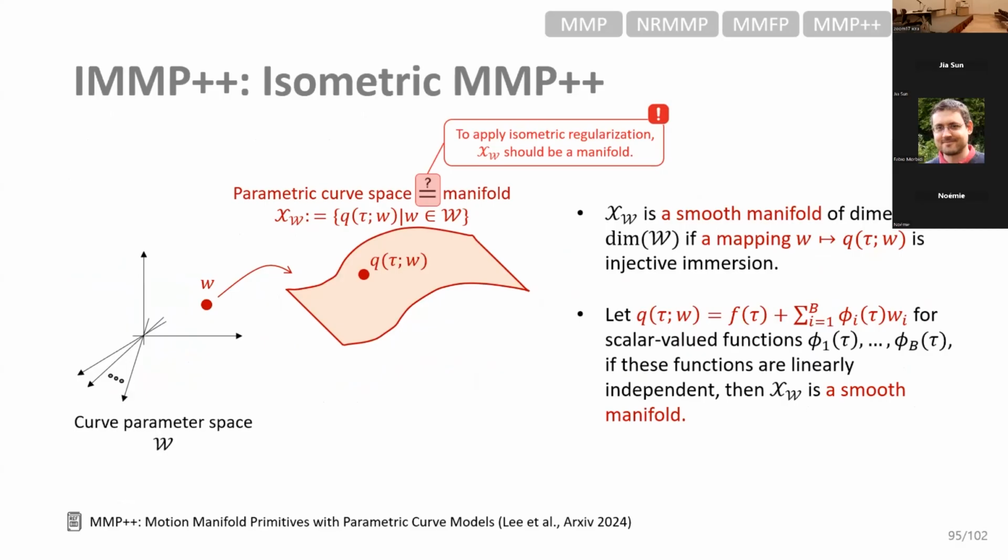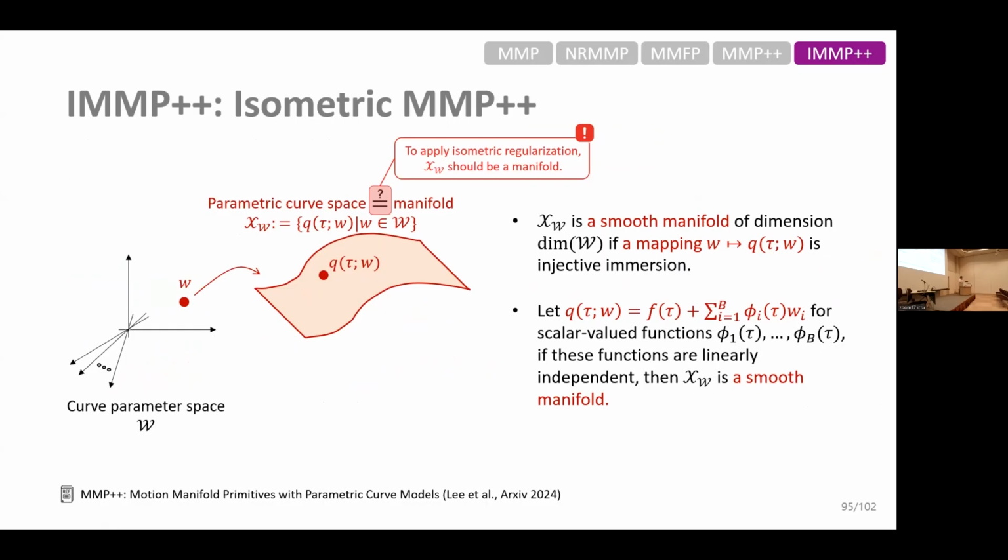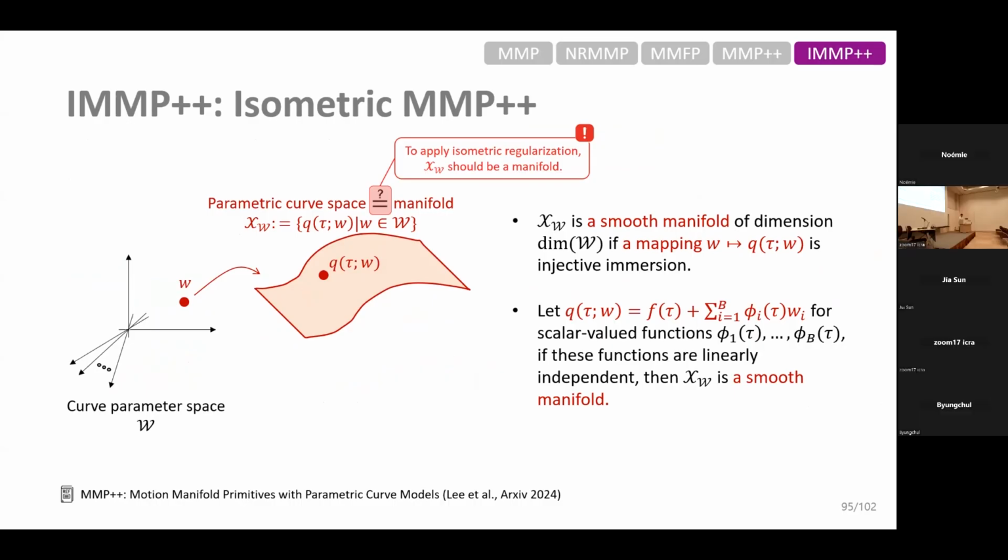For the parametric curve space X_W to be a manifold, there are some mild necessary conditions. The mapping Q that maps W to the trajectory Q of tau should be injective and immersive. Specifically, if the parametric curve model is affine in W, and the scalar valued basis functions phi are linearly independent, then we can tell that X_W is a smooth manifold.